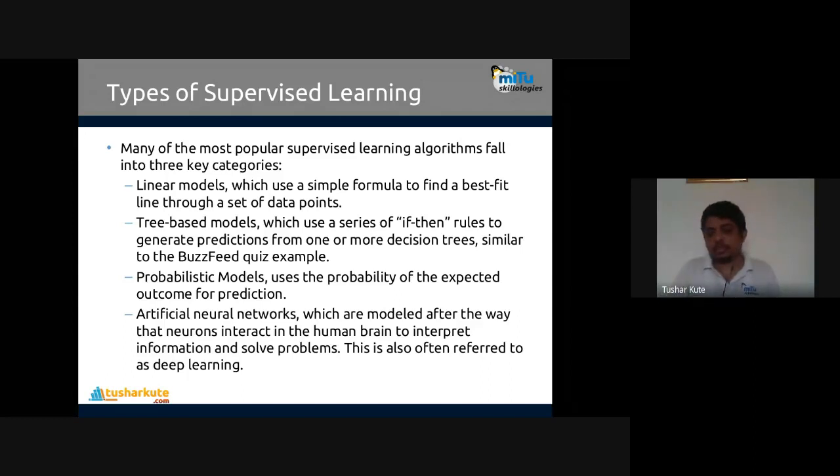Third is the probabilistic model. They use the probability of the expected outcome for predictions, like the Naive-Bayes algorithm we have seen. Then one more, which is very widely used in deep learning nowadays, the artificial neural network. They are modeled after the way neurons interact in the human brain to interpret information and solve problems. So whatever neural network the brain has, with the help of that we find a solution to different kinds of problems. That is called the ANN-based model. It is also referred to as the deep learning model. So different kinds of models are there. As a part of our syllabus, we are having the linear models here.